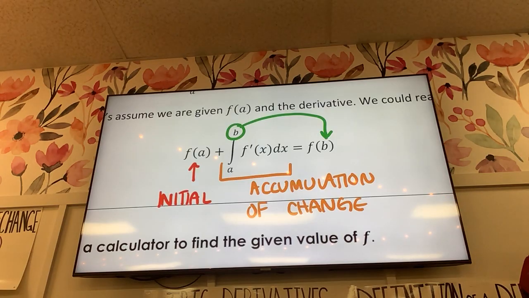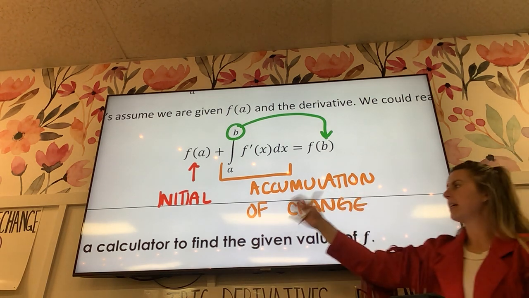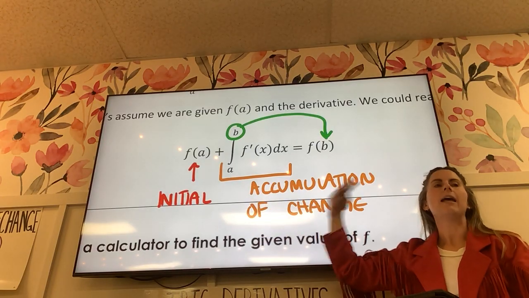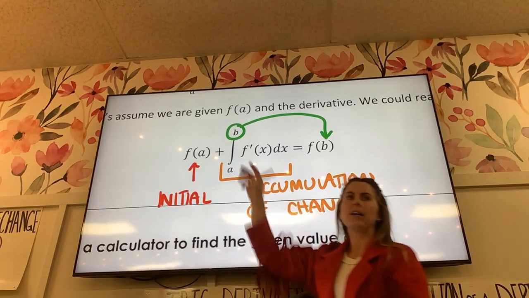So the nice thing about these questions is it's all about the setup. And then it's a calculator question. So 90% of the time, these are calculator questions. You have to set it up, and then you'll type it in. So does that kind of make sense? You start with your initial value, you add it to your accumulation of change, and then that will give you this specific value right there.